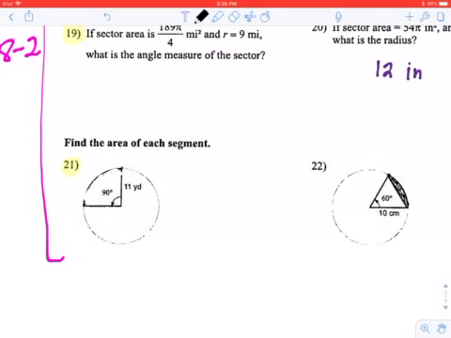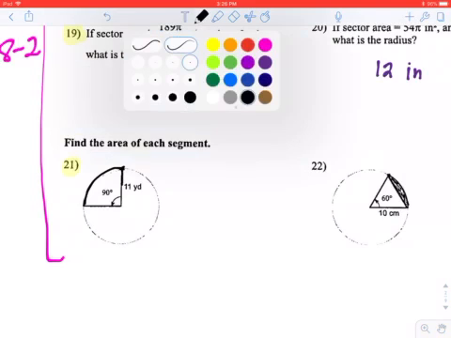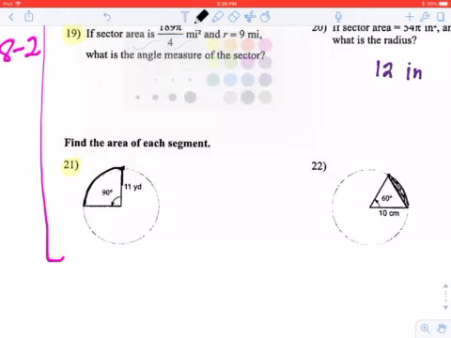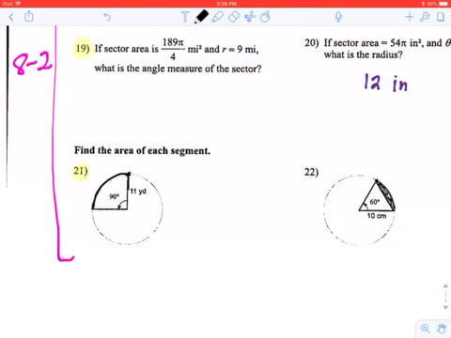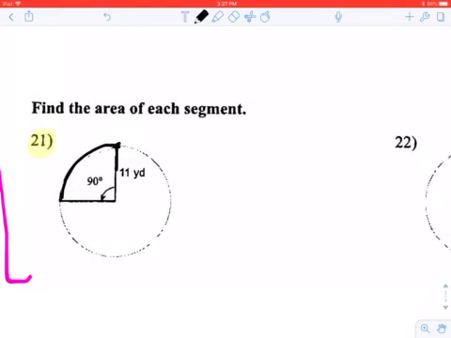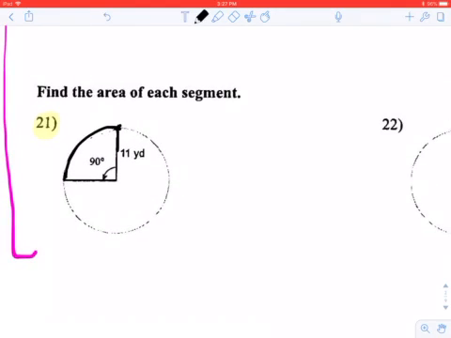So you guys are solving for just the area of this segment here with the 90-degree sector area, angle. So I'm going to do 21 first, and then I'm going to go back up and do number 19. So if you're waiting on number 19, fast forward. Or you can listen to 21.